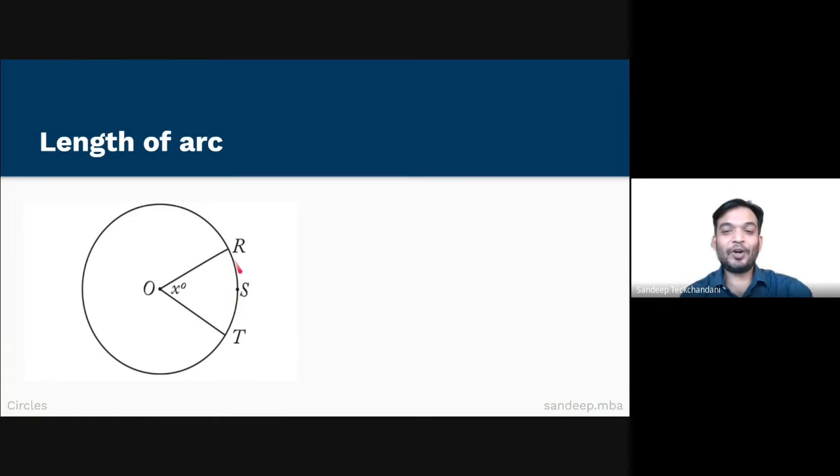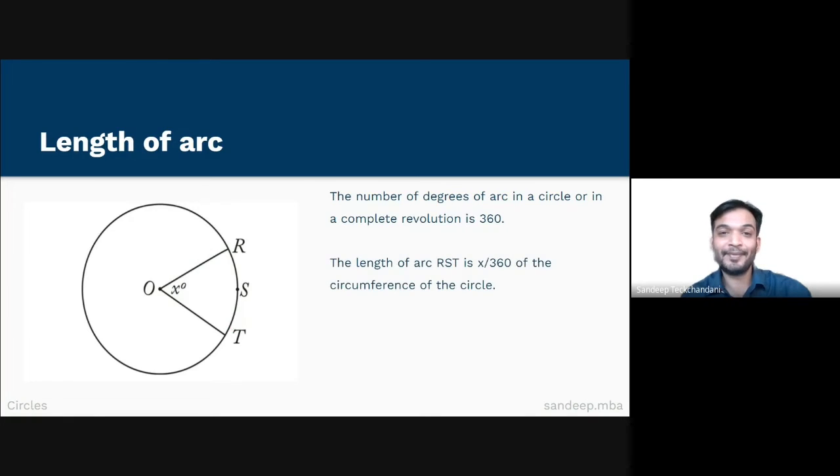In this slide, we'll talk about the length of arc. The number of degrees of arc in a circle or the number of degrees in a complete revolution is 360. For example, in the circle with center O shown over here, the length of arc RST is x upon 360 of the circumference of the circle. If x is equal to 60, then arc RST has length 1/6 of the circumference of the circle.